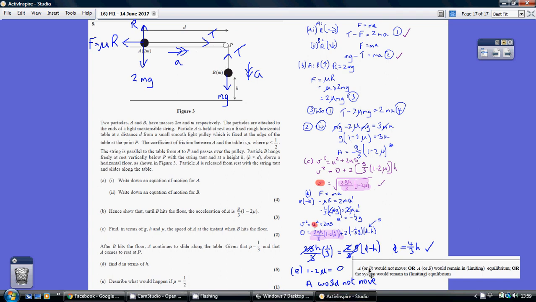Now what I've done, I've just included a snapshot out of the answer scheme so you can see what you could have written, because there's a number of different options you could have written down to get the answer for part E. But in short, if mu is a half, the friction is big enough that A just wouldn't move.